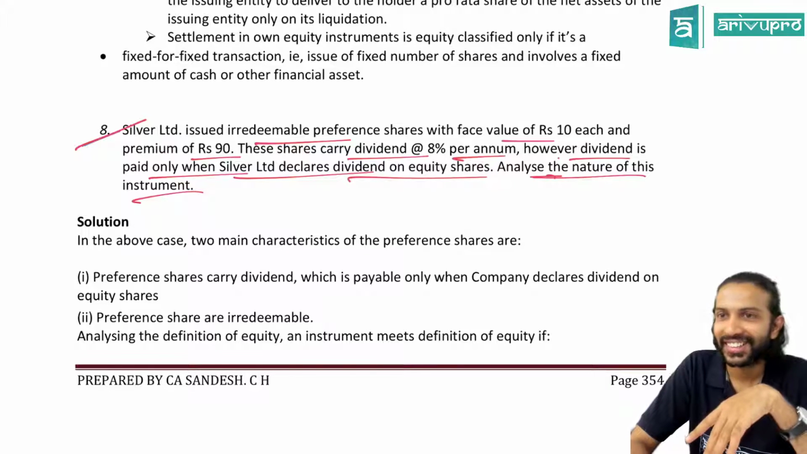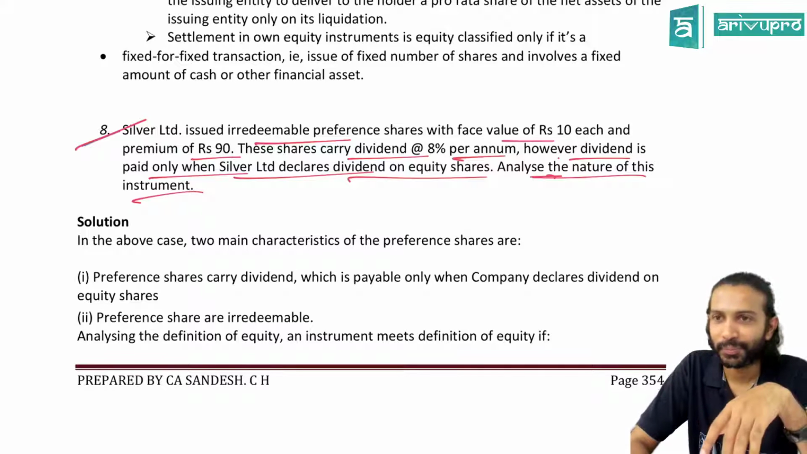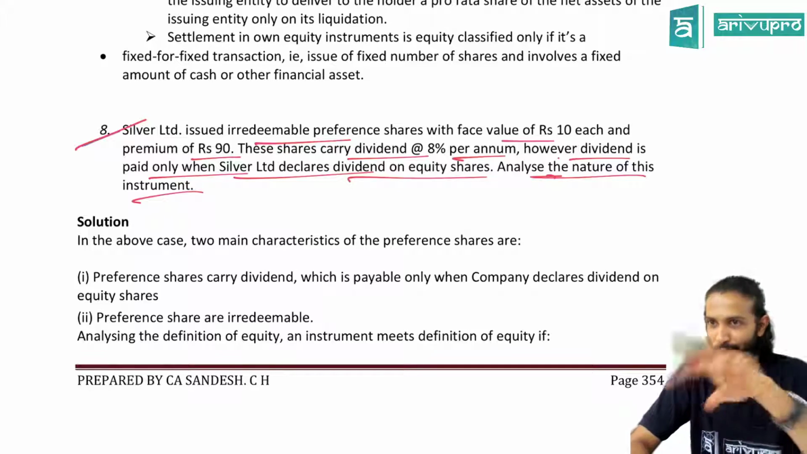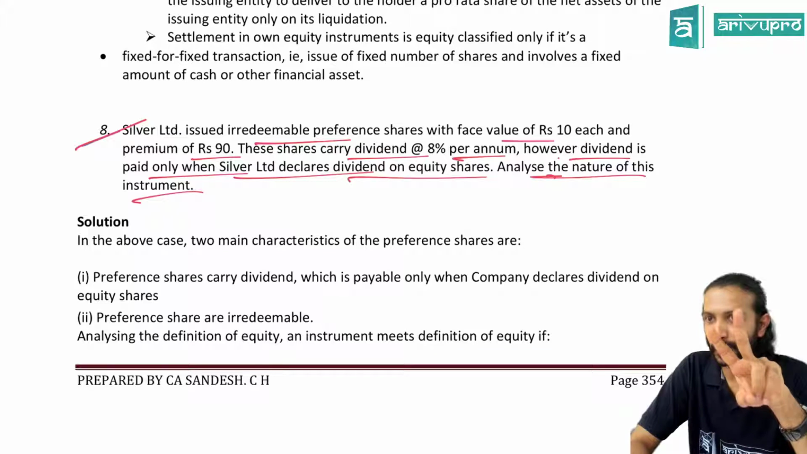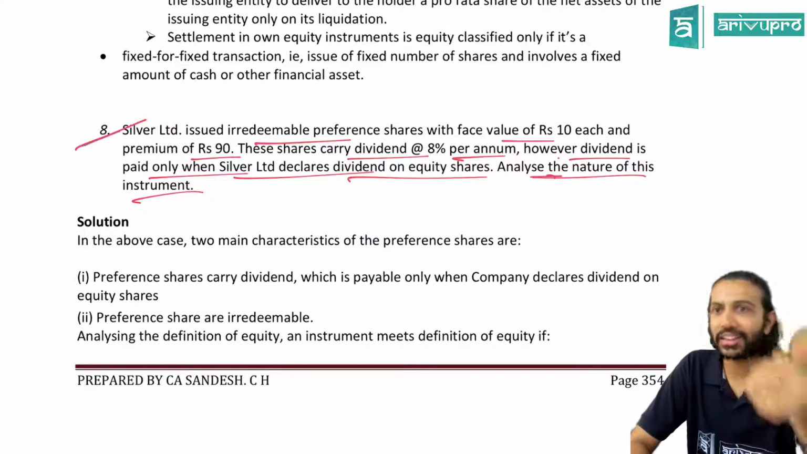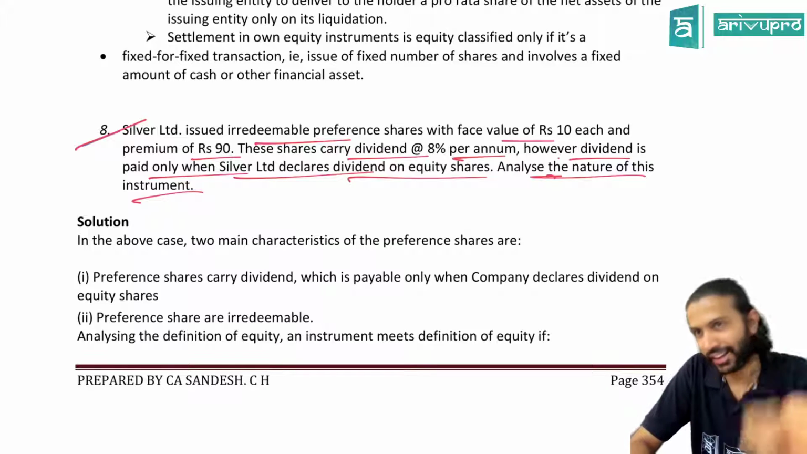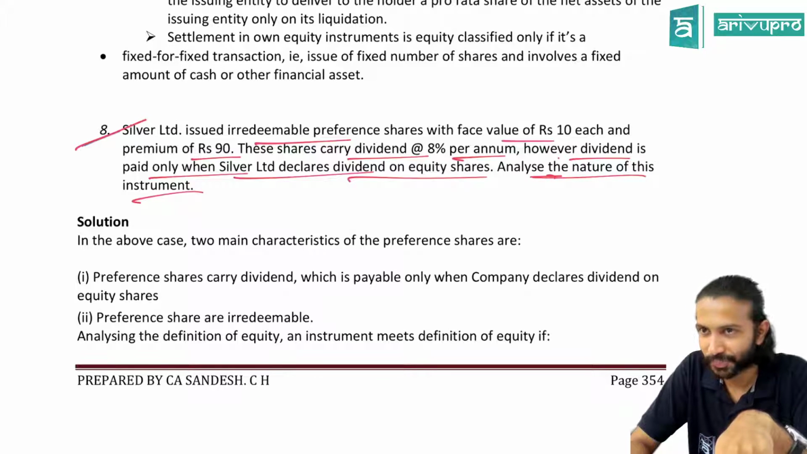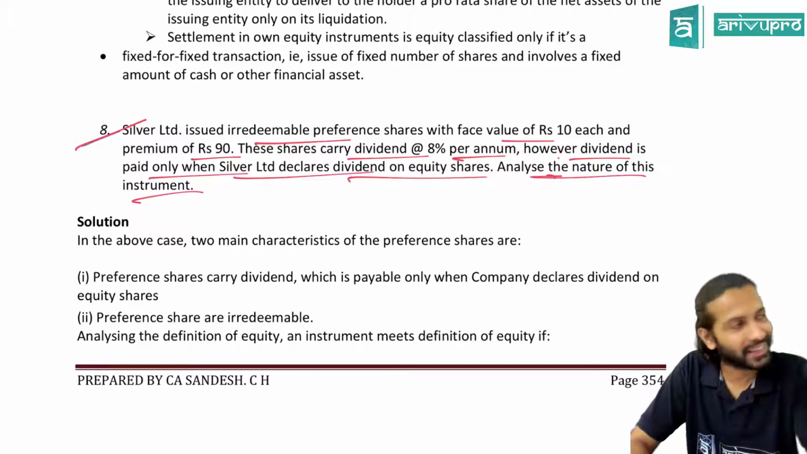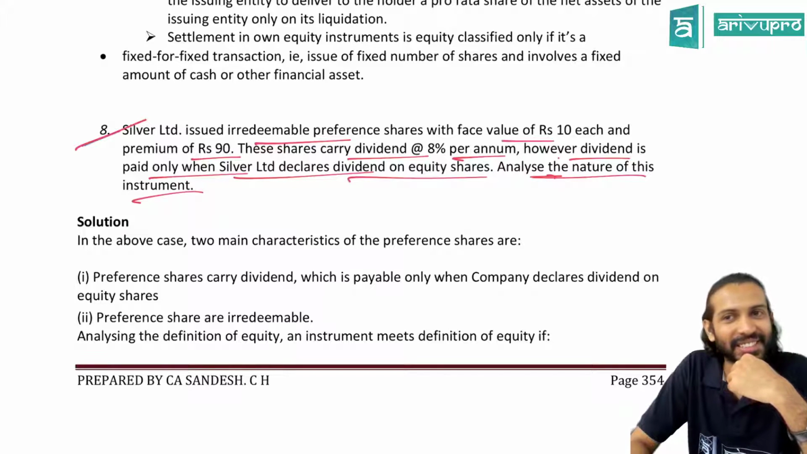Preference shares don't have residual rights. Hence the name is preference, no? Why are they calling it preference? They have preference over equity shareholders, in terms of two things generally: dividend declaration and in the time of liquidation, preference shareholders get their money first, and then only you pay equity shareholders. Yes or no? Yeah, correct. They get the money first, and that is from net assets.